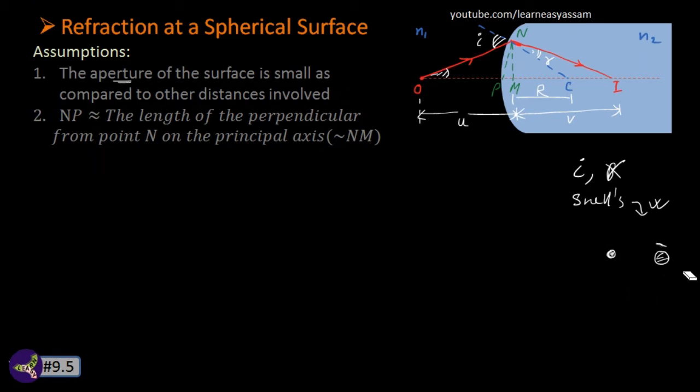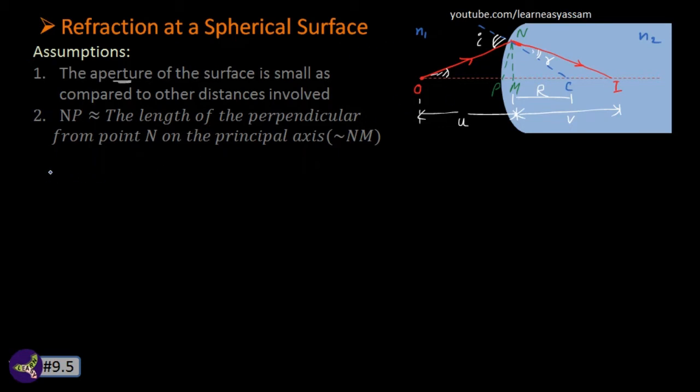And the second assumption: we can see the length NP here. This NP is considered to be nearly perpendicular to the principal axis. That means it is NM. So we can say NP is nearly equal to NM. These are two assumptions before finding any relation for refraction at a spherical surface.